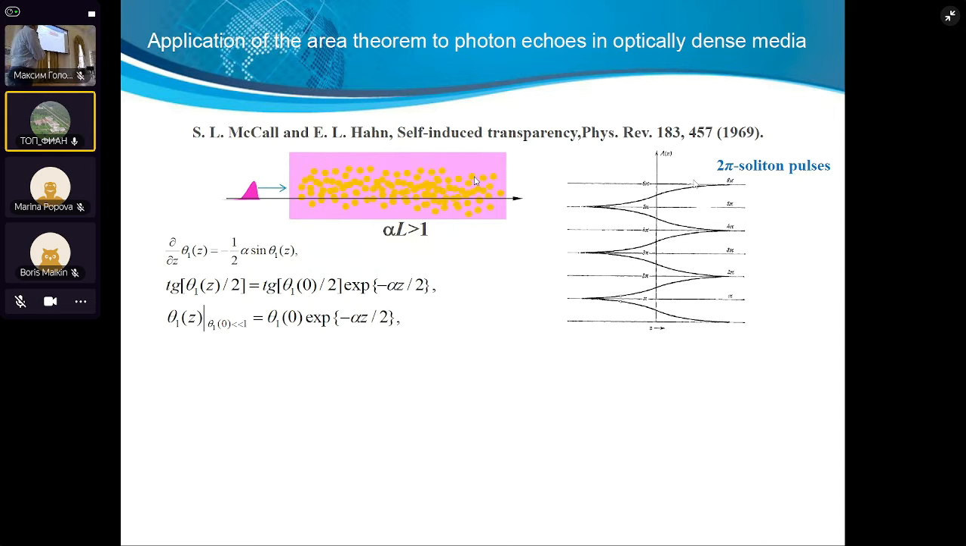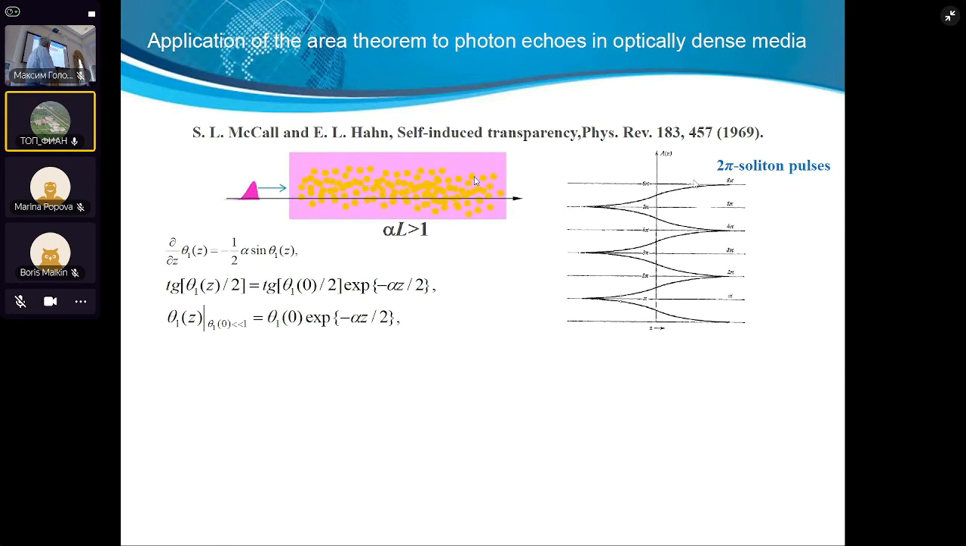And in our work, we performed an experimental study and derived interesting, very important equations for pulse area, and the solution of these equations gave us the prediction of 2 pi solitons, which were observed later, and so it was the starting point for optical solitons.